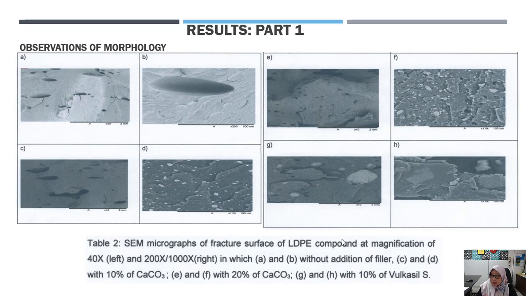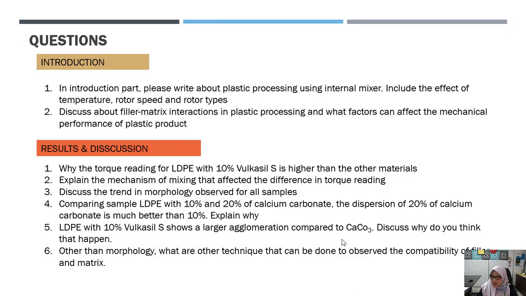This is the result for SEM, or the morphology. There are different morphologies without any addition of filler, with 10% calcium carbonate, 20% calcium carbonate, and also Bulkasil. You need to discuss the effect of all these parameters. I give you a few points that you can add in your introduction, and also results and discussion. You just need to follow these 6 points, and you can construct your results and discussion based on them.